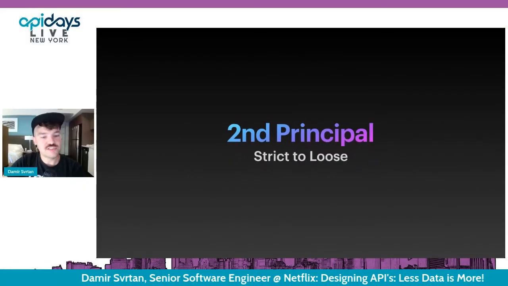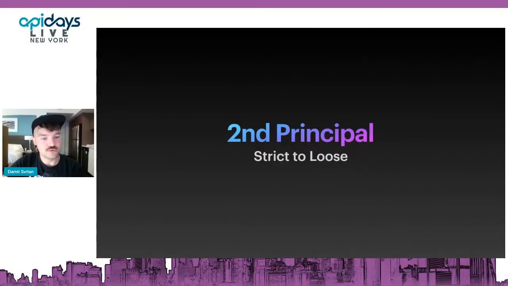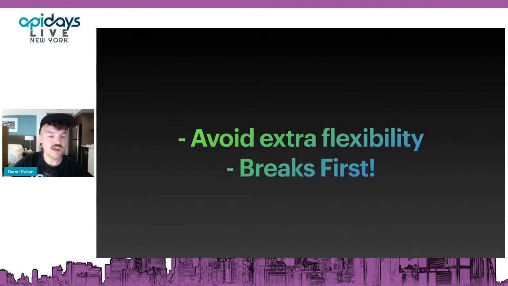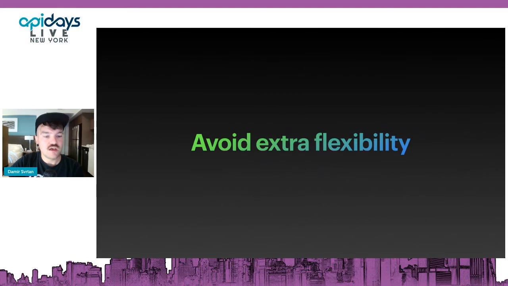Okay, and now for the second principle, strict to loose. I want to talk about this principle again, broken up in 2 points. First one being avoiding extra flexibility, and the second one, breaks first. So let's start with the first one. Avoid extra flexibility. When you're building APIs, what you want to do is be ready for extra flexibility in the future, but not extremely flexible now.